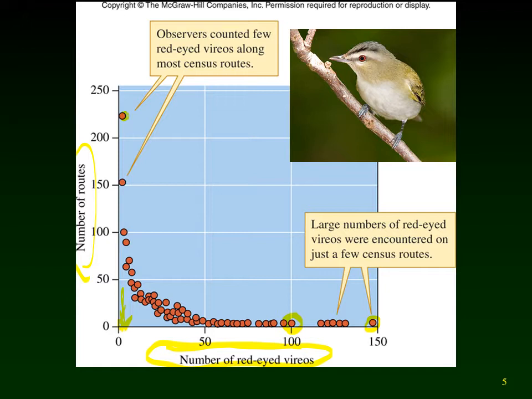So we can find very few vireos most of the time, and then you just found these few spaces along the right side of the graph, these few routes where you had the highest concentration of your vireos. So basically they're proposing that these distributions are clumped because the environment varies, and the individuals are going to be found in higher numbers where the environment is favorable for those species.